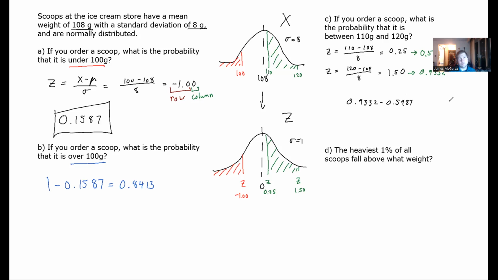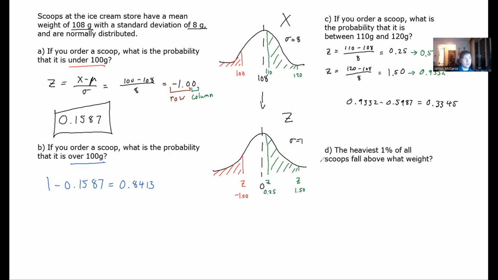0.5987. You always do the larger one minus the smaller one, so you get a positive value. And we get 0.3345, and that's my final answer. That's the area, this green shaded area, between 110 and 120 grams. So 33.45% of scoops fall in that weight range.